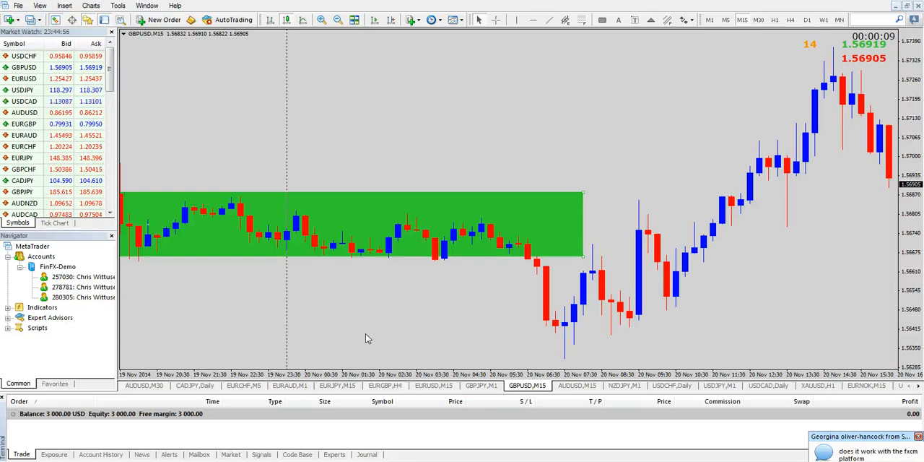Yes, it does work with FXCM. It does work with, as long as you can use MetaTrader 4, which is what you see on my screen. As long as you have a broker that allows you to use MT4, you can use any broker in the world that you want to.